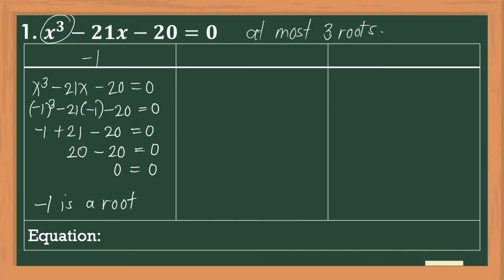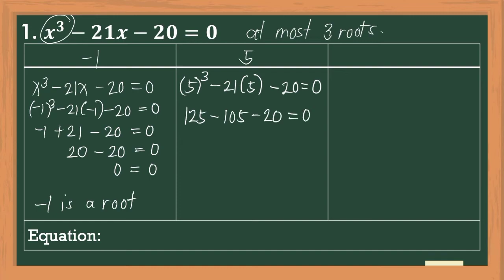Okay? And then, ano pa? Pwede rin natin gamitin yung 5. Okay, so since yung ating constant term is nag-end sa 0, minsan, automatically, isa sa mga possible root niya is 5 or negative 5. Okay? So, let's have positive 5. So, 5 cubed minus 21 times 5 minus 20 equals 0. Okay, so 5 cubed, that is 125. Negative 21 times 5, that is negative 105 minus 20 equals 0. So, 125 minus 105, that is 20. Minus 20 equals 0. So again, 0 equals 0. So therefore, 5 is a root.